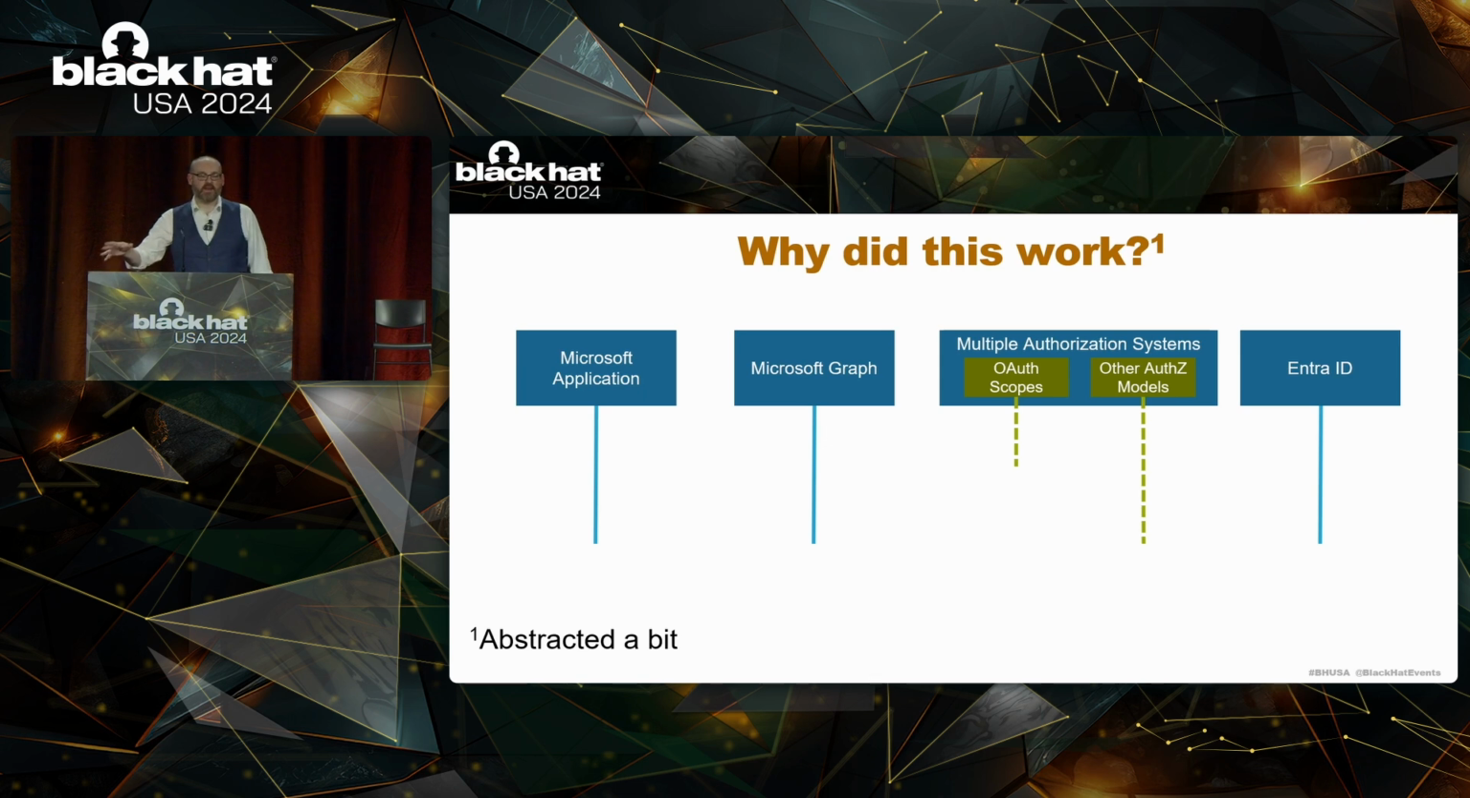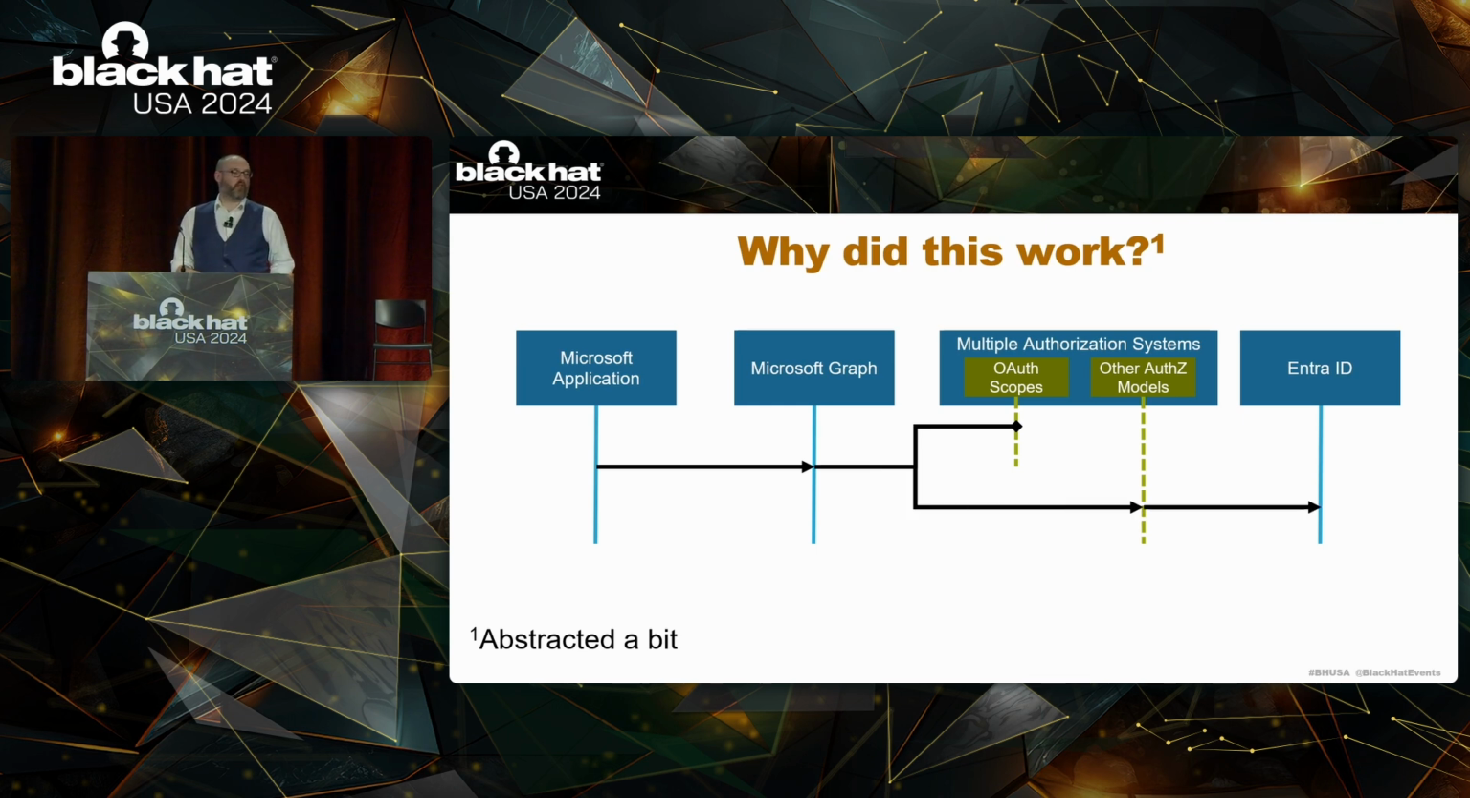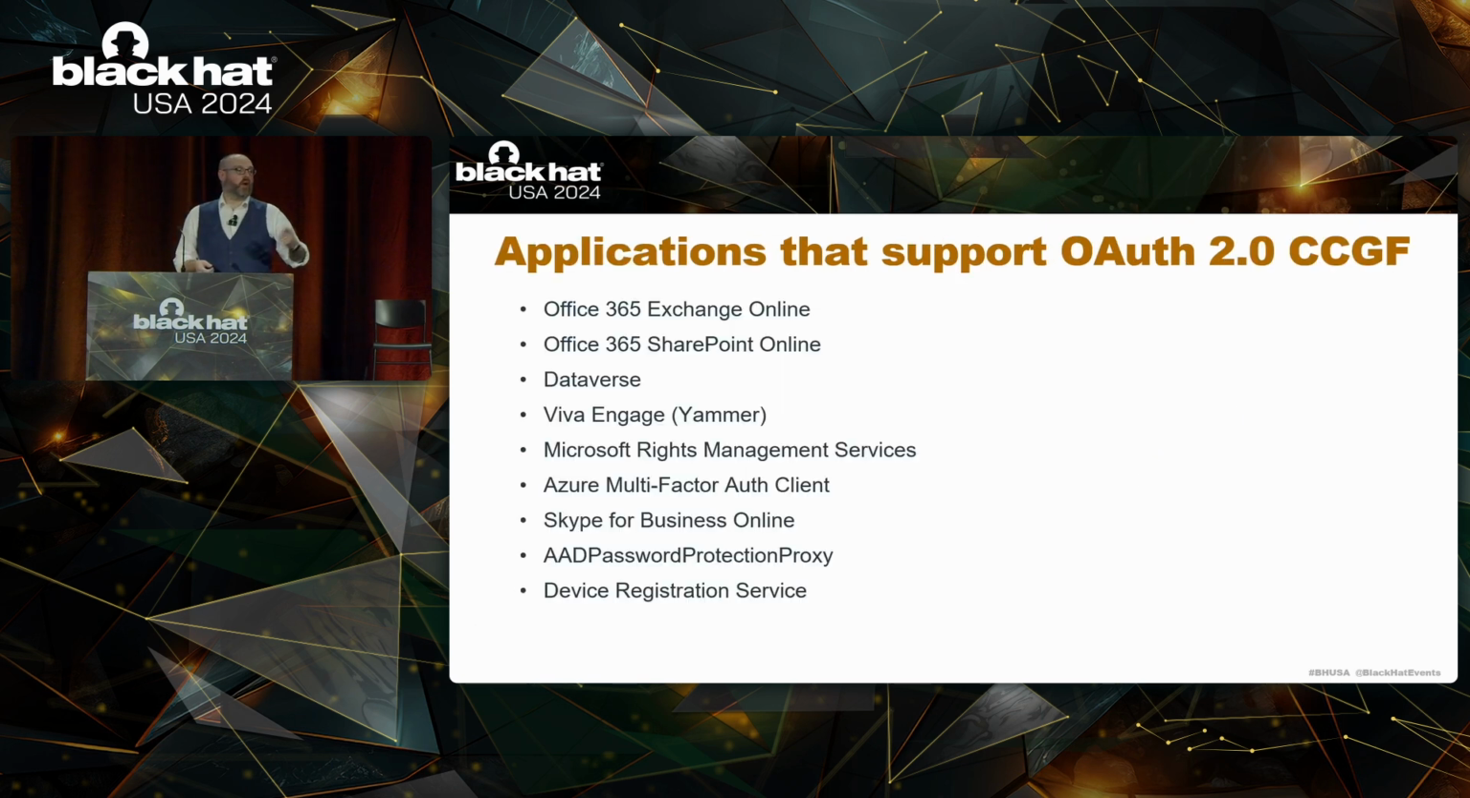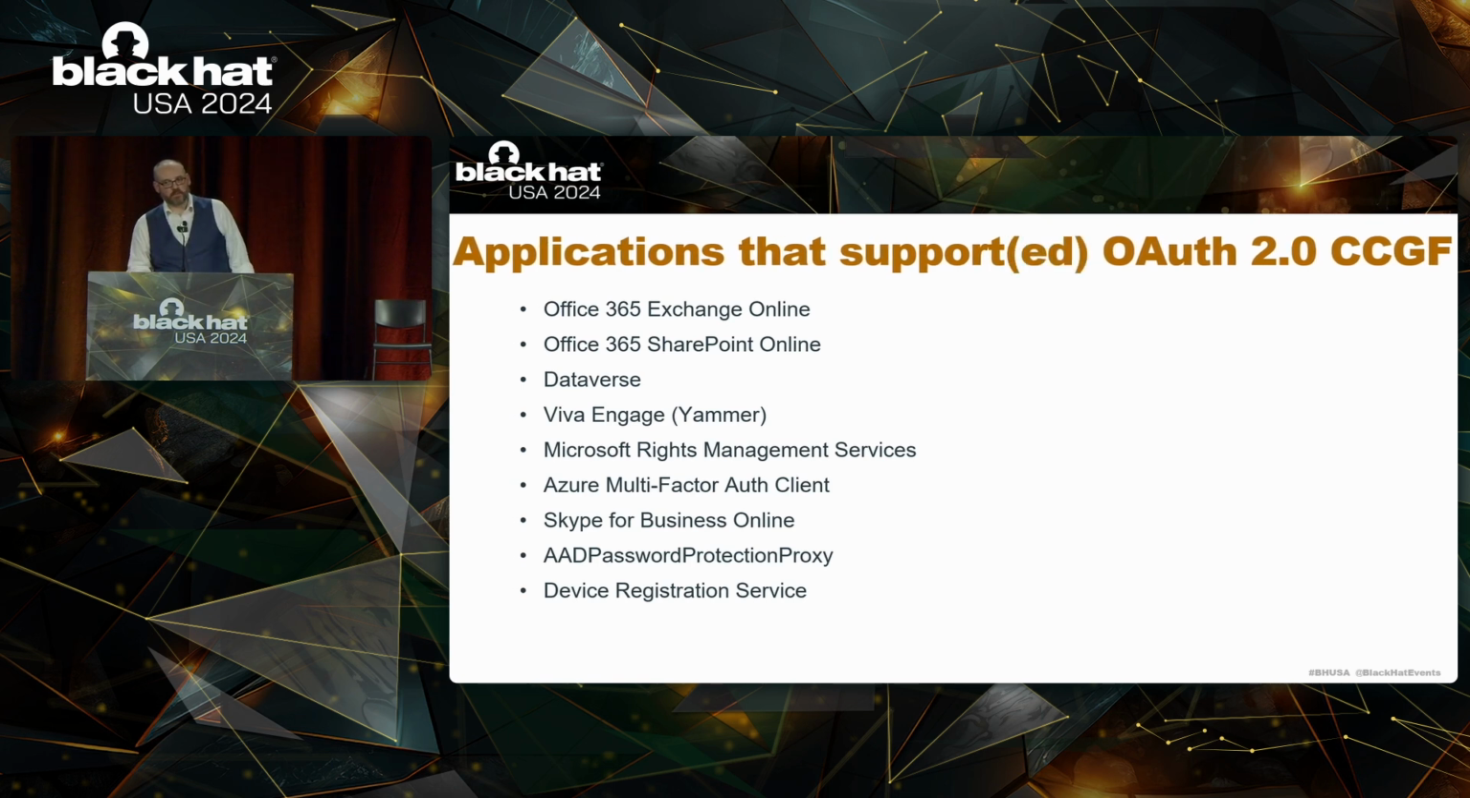But Microsoft has other authorization models that exist as well, that some of their first-party applications, as they're sometimes called, can use. So effectively, when I made the call to Graph for role management, while it might not have had an OAuth scope, there was some other authorization mechanism in play that allowed that to happen. And also this list of applications that support OAuth 2 client credential grant flow is actually applications that supported OAuth 2 client credential grant flow.